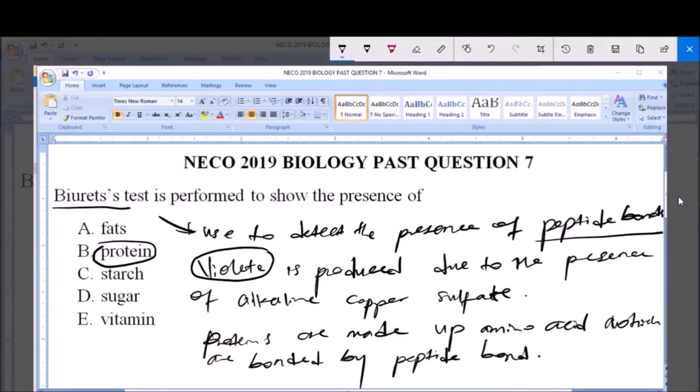So this peptide bond is a bond that exists between amino acids. And protein here is made up of amino acids, which are bound together by peptide bond. So therefore, Biuret test is a test that is performed to show the presence of proteins, which is option B, proteins. And that will give us a violet color.